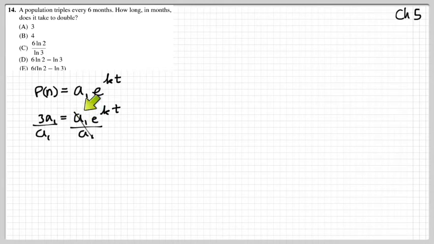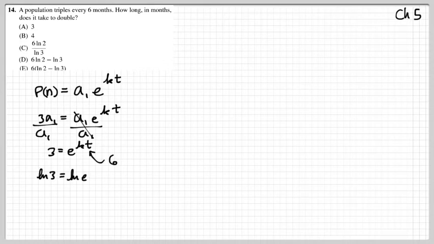Since a sub 1 is multiplying the e, I can divide both sides by a sub 1, and we just get 3 equals e to the kt. Some people who are really familiar with exponential growth problems will go right to this because they see that it triples. They don't need to have the populations represented. They just need a 1 and a 3 to show that it's tripling. So for the t, we're going to put 6, because we know that every 6 months it triples. Now we just need to find k.